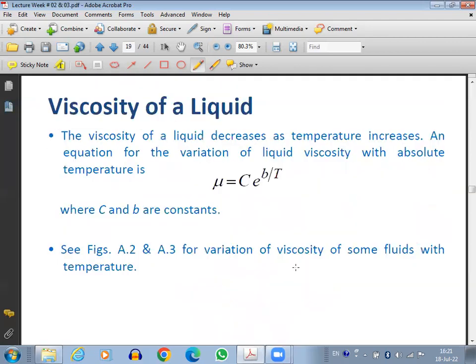Anyways, so that was about the viscosity of gas. Is it clear? Anything regarding the viscosity of gas concept which is not clear, please feel free to ask.